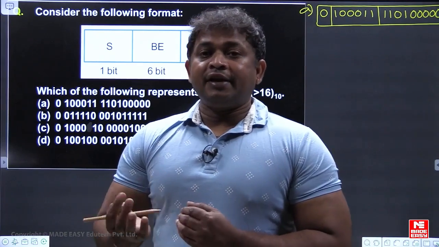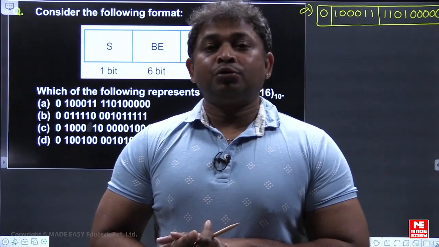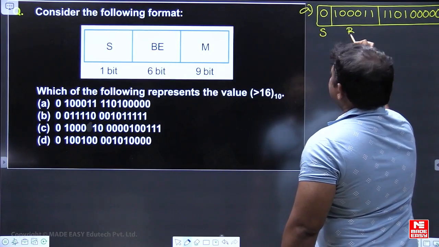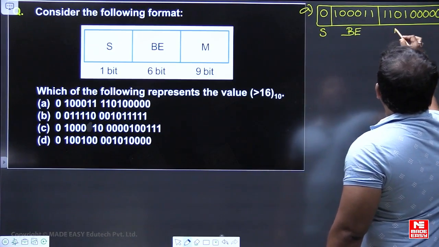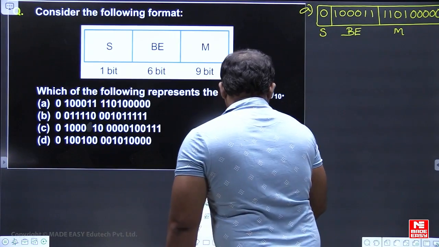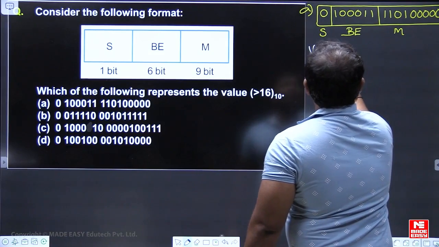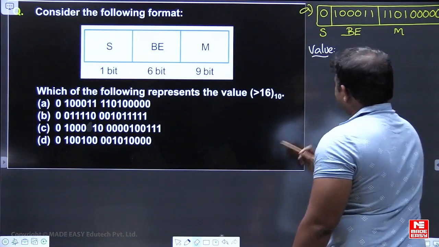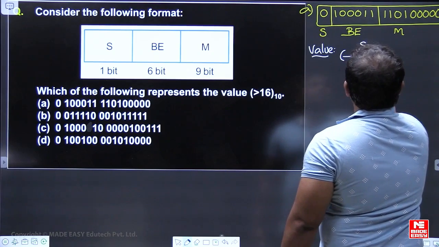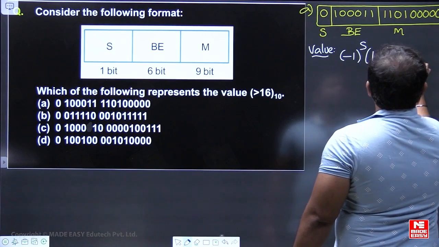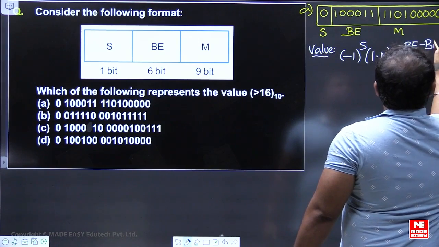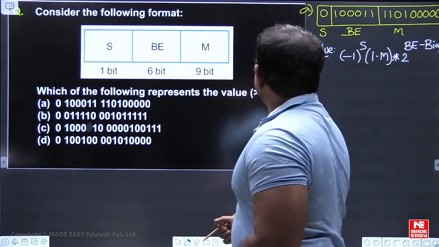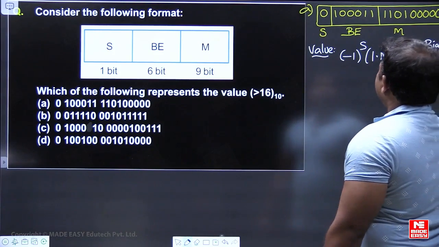So convert the given binary code into the equivalent decimal value with respect to the given floating point format. In the floating point format, 1 bit is allocated for sign, 6 bits are allocated for BE, and 9 bits are allocated for mantissa. Now report the value. What is the value here? Value is equal to minus 1 to the power of S into 1.m into 2 to the power of BE minus bias. This is the straightforward formula which describes the value associated with the given floating point binary code.